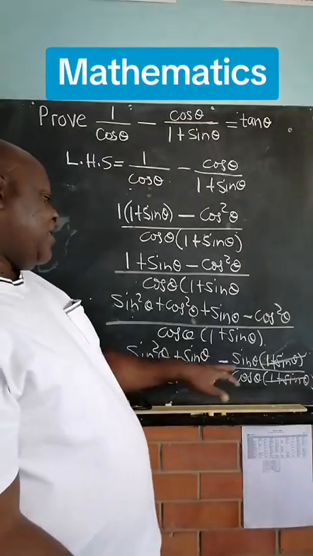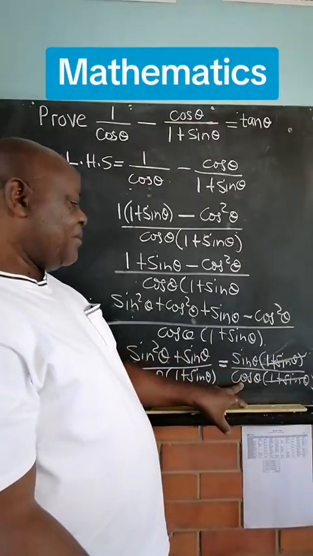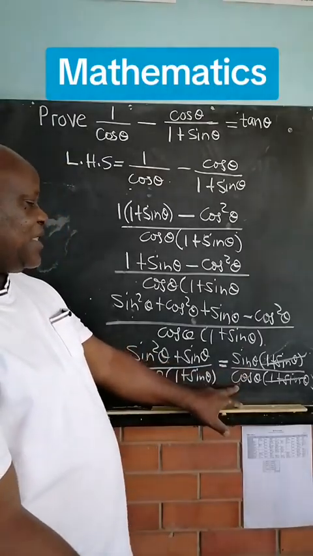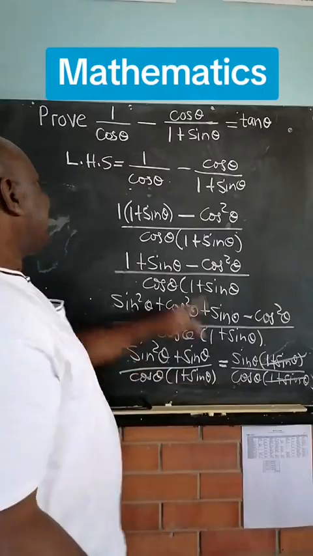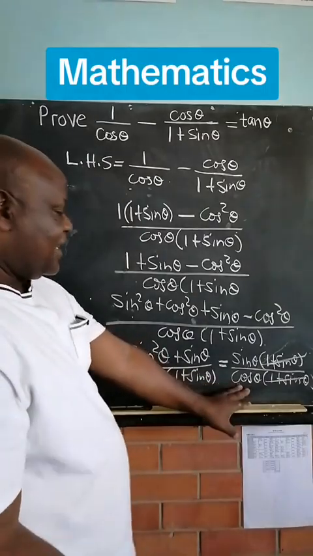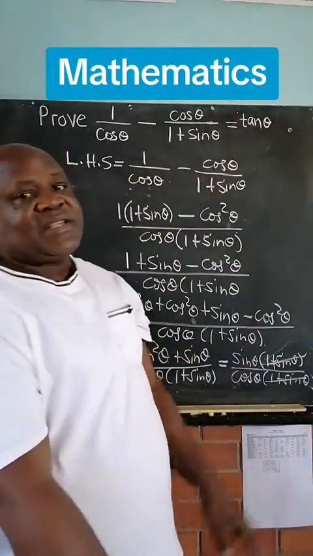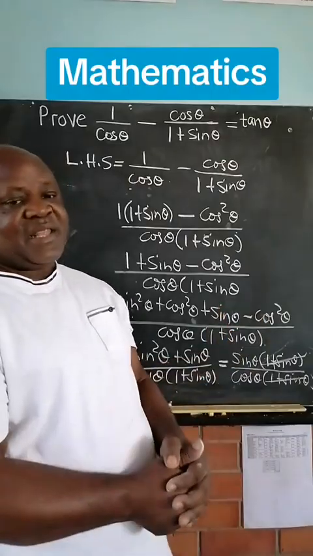I will now remain with sine theta over cos theta, but there is an identity that says sine theta over cos theta is equal to tan theta. So my left hand side is tan theta if you simplify this. My right hand side is also tan theta, and that does the proof.